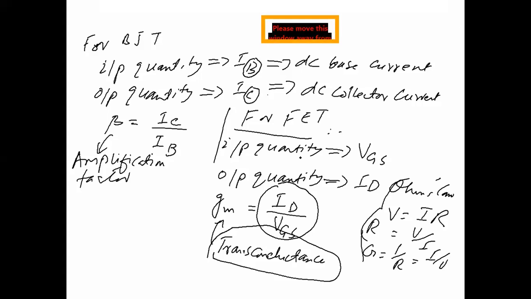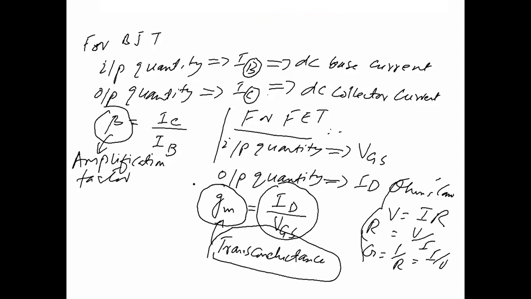Clear? So in case of BJT, we talk about beta, and in case of FET, we talk about gm, the transconductance. So it is the important parameter that we will see when we will be discussing the AC model for the FET.